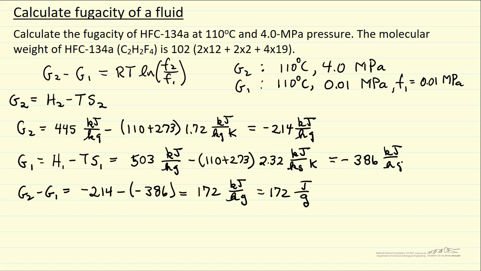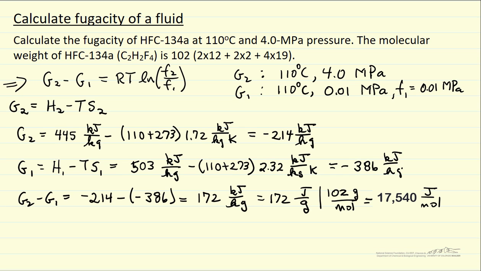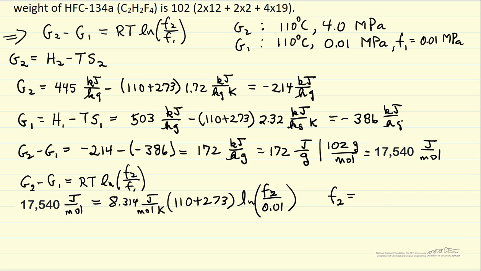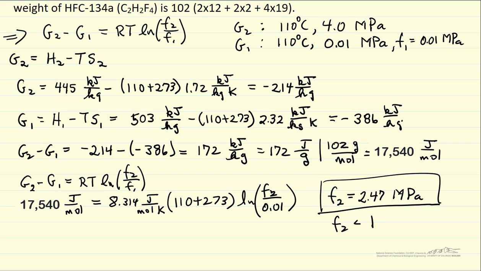And now this equation has to be in moles that we're using to calculate fugacity. So I'm going to have to multiply by the molecular weight, 102 grams per mole. So now I'm going to substitute into my original equation, now that I have the difference in Gibbs free energy in joules per mole. So the right side is also joules per mole Kelvin, temperature absolute, and then the log of fugacity 2 over fugacity 1, which is 0.01 megapascals, which means our fugacity is going to be in megapascals. And if we solve this equation, we get 2.47 megapascals. So that's the fugacity at 110 degrees, 4 megapascals. And notice the fugacity is less than the pressure too.